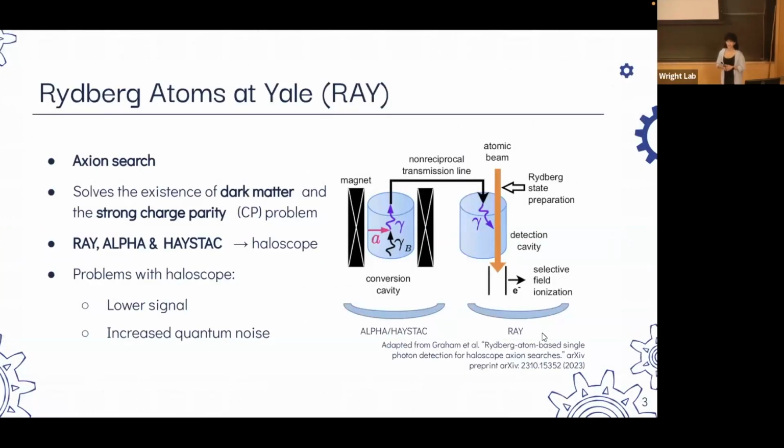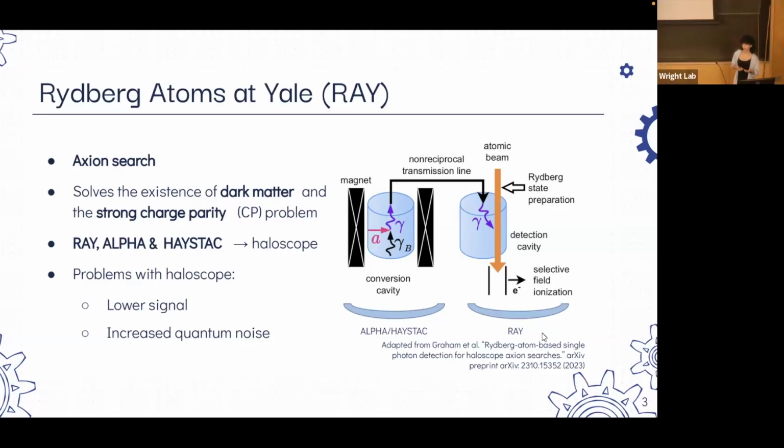Ray stands for Rydberg atoms at Yale, and this is an axion search experiment. With axions, it would simultaneously solve the existence of dark matter and the strong charge parity problem. Like Alpha and Haystack, it is a haloscope experiment. Through the inverse Primakoff effect, an axion passed through a strong static magnetic field can spontaneously become a photon with the frequency corresponding to the axion's mass.